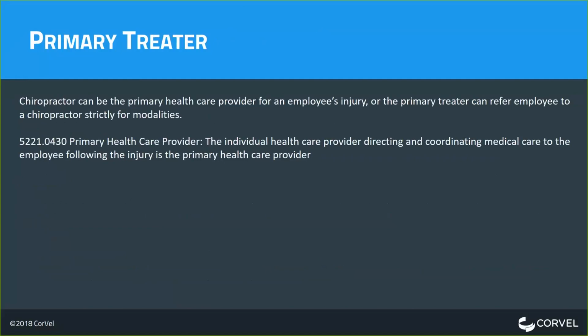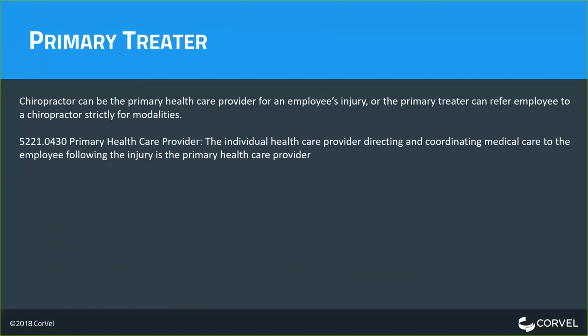I also wanted to talk about the primary treating provider. A chiropractor can be the primary healthcare provider for an employee's injury, or you may have an MD who is the primary treating provider that is referring the patient to a chiropractor strictly for the modalities, the adjustment, modalities. The definition of a primary healthcare provider, which is in the Minnesota work comp rules, isn't part of the treatment parameters, but it's in the other sections that address work comp. It states that the individual healthcare provider that's directing and coordinating medical care to the employee following the injury is the primary healthcare provider.